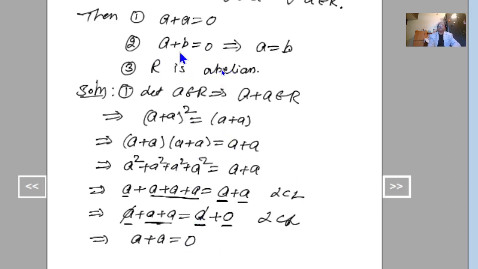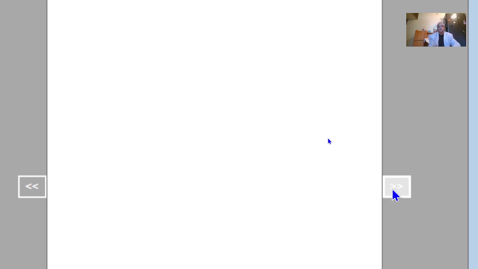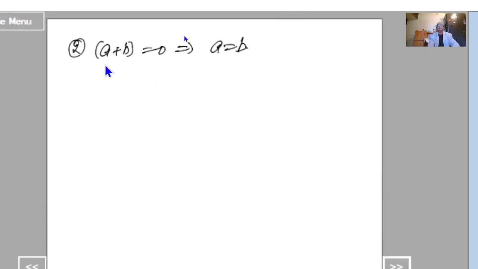And the second one: A plus B equal to 0 implies that A equal to B. So I have to consider A plus B equal to 0, then prove that A equals B. Okay, I'll go to the next page. Second one, what we have to prove is A plus B equal to 0 implies that A equal to B. This we have to prove.